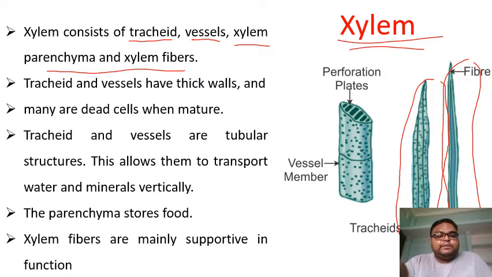Now let's come to another type of cells found in the xylem tissue, and that is xylem parenchyma. So what does the xylem parenchyma do? The xylem parenchyma stores the food.